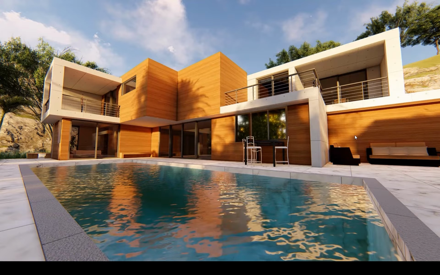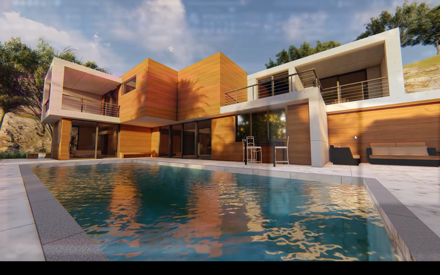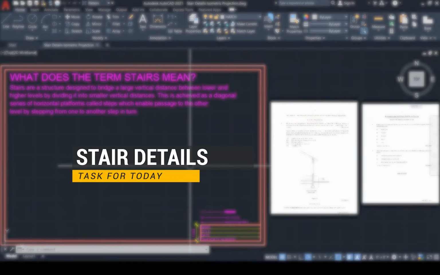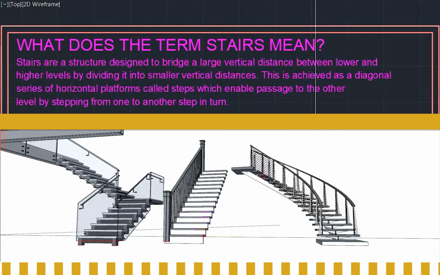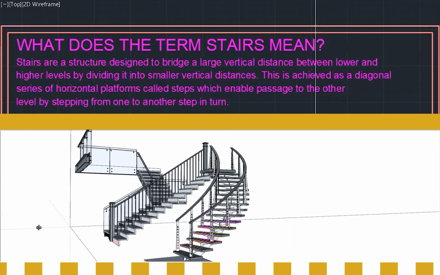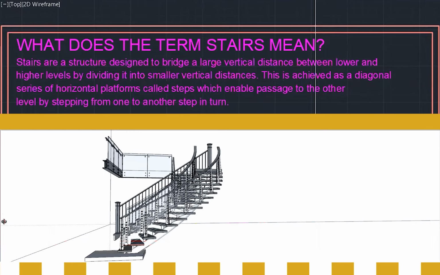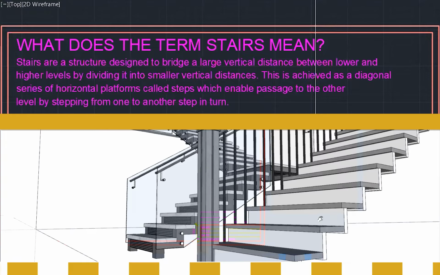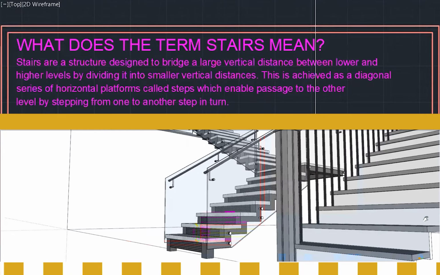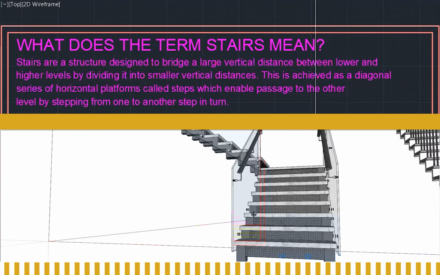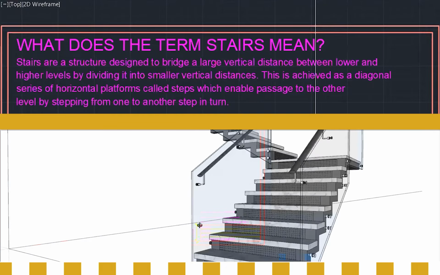Today we are going to be looking at stairs. In particular, we're going to be focusing on stair details. What does the term stairs mean? Stairs are a structure designed to bridge a large vertical distance between lower and higher levels by dividing it into smaller vertical distances. This is achieved as a diagonal series of horizontal platforms called steps, which enable passage to the other level by stepping from one to another in turn.